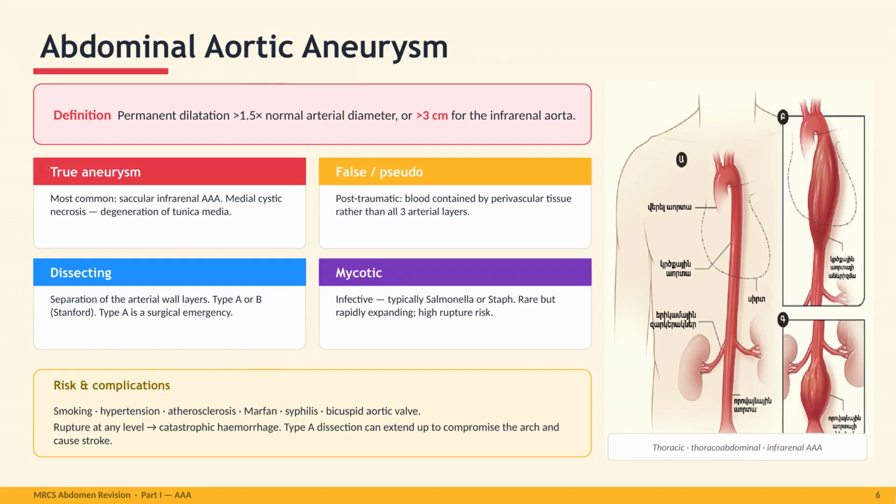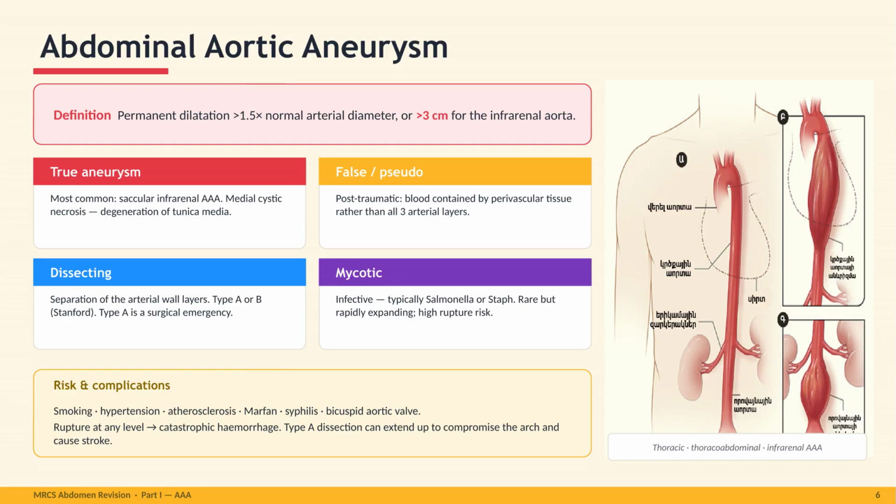An aneurysm is a permanent dilatation of an artery, more than 1.5 times its normal diameter. For the infrarenal aorta, the working threshold is greater than 3 centimeters. There are 4 types to know. True aneurysm, the commonest, typically a saccular infrarenal AAA, and the underlying pathology is medial cystic necrosis, degeneration of the tunica media. False or pseudoaneurysm, almost always post-traumatic. The blood is contained by not all 3 arterial layers, but by surrounding perivascular tissue. So it's not a true aneurysm at all, it's a contained leak.